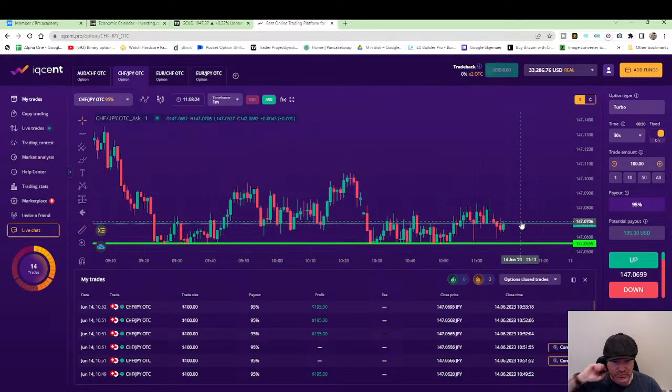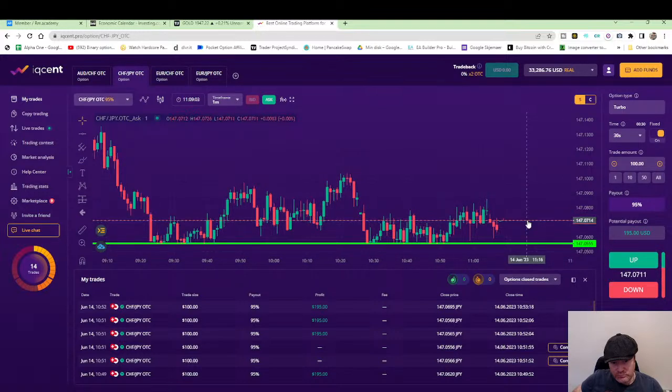Let's see if it holds. If this resistance holds here, there is a chance we can go down to this green line. We want a good red bar now so we can get some more trading.